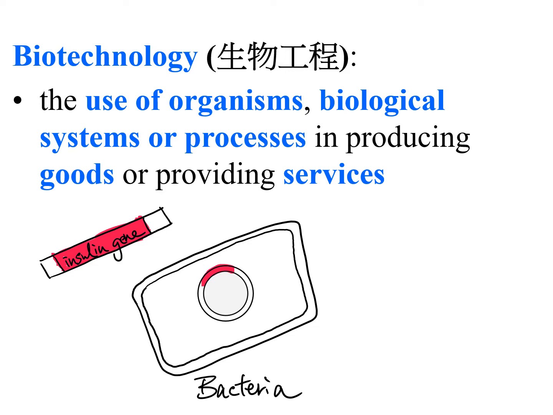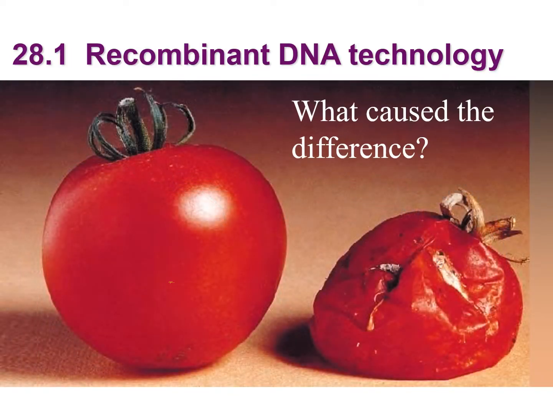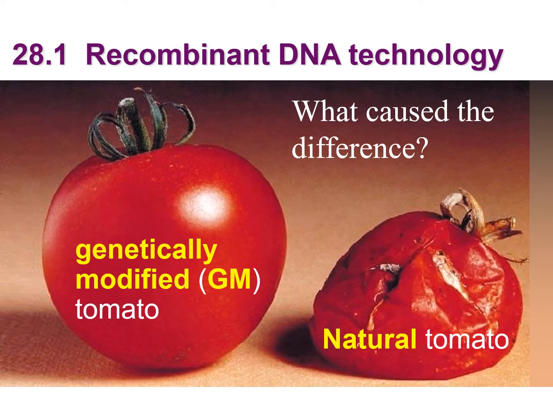What is biotechnology? It is the use of organisms or biological systems or processes in producing goods or services, such as when we put a human insulin gene into bacterial DNA. Afterwards, the bacteria will use the human insulin gene to produce human insulin, which is a human protein. This is biotechnology.